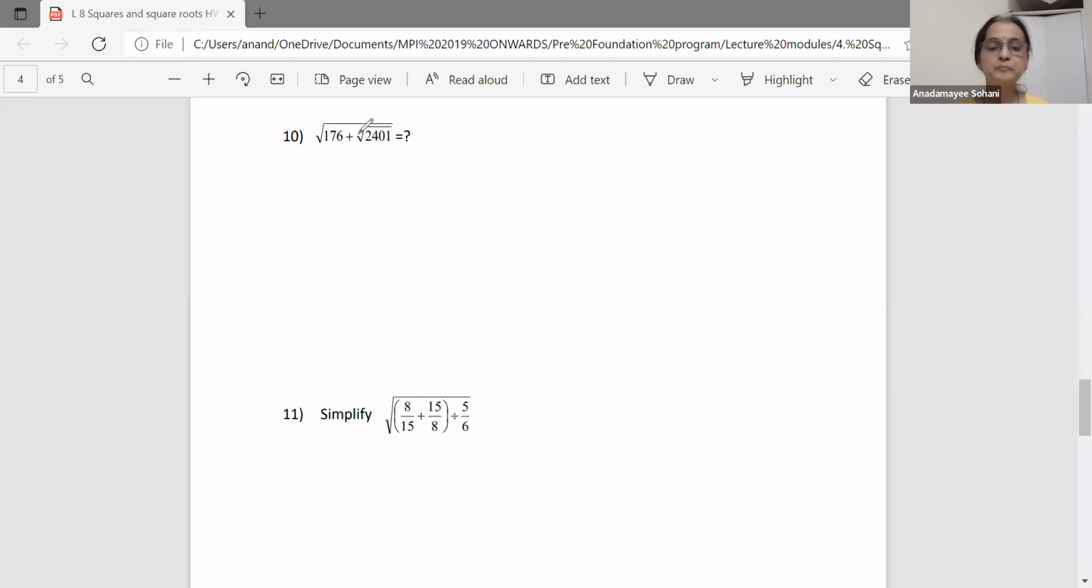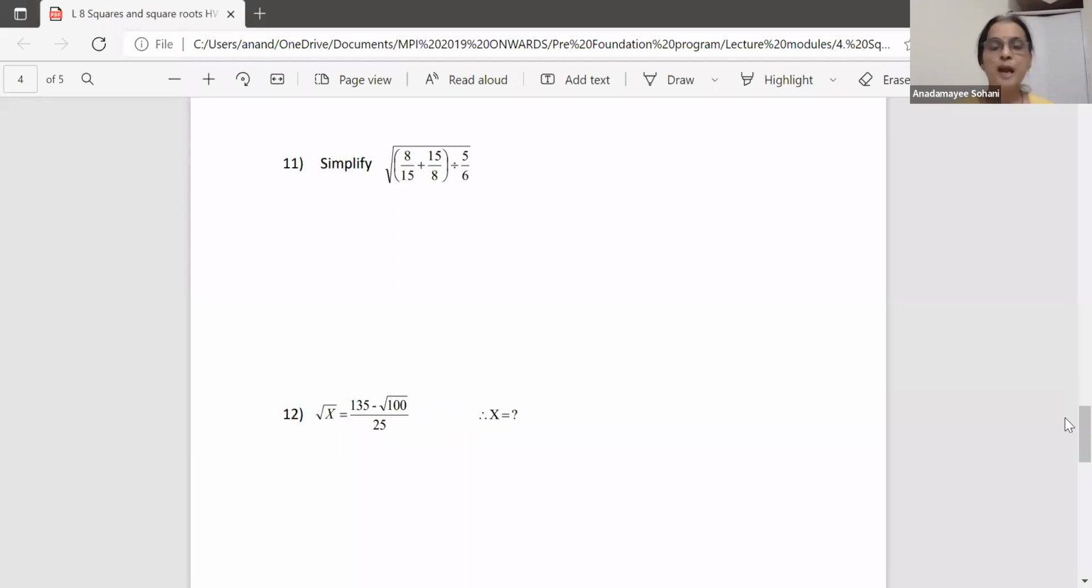Simplify. So this is again BODMAS, fractions and square root, three concepts together. Remember, as you go ahead, you will always have questions on multiple concepts in one question. So here, forget about the root sign. Let me first find the value of this whole thing written inside the root sign. It is 8 upon 15 plus 15 upon 8, divided by 5 by 6.